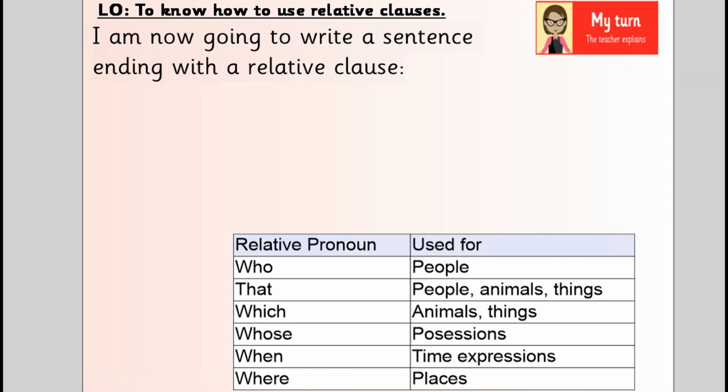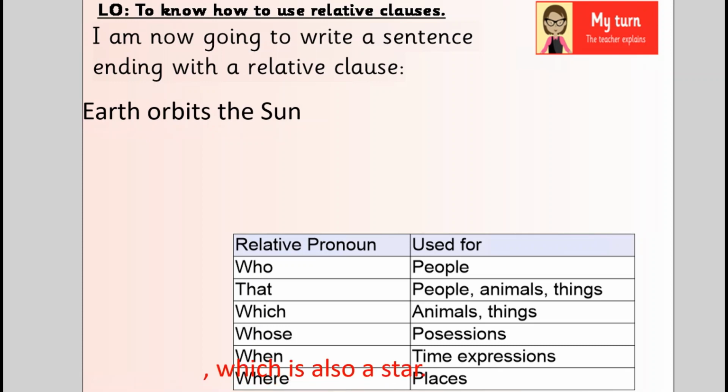So I'm going to start off by writing a simple sentence, Earth orbits the sun. Now I'm going to think of some extra information about the last noun in that sentence, which is, for me, the sun. So I know that the sun is also a star. So Earth orbits the sun, comma, which is also a star, full stop.